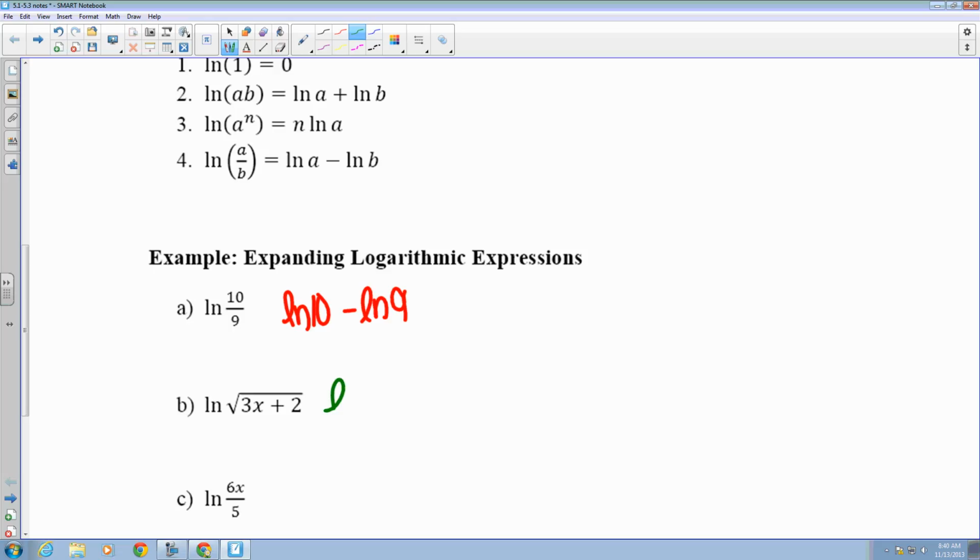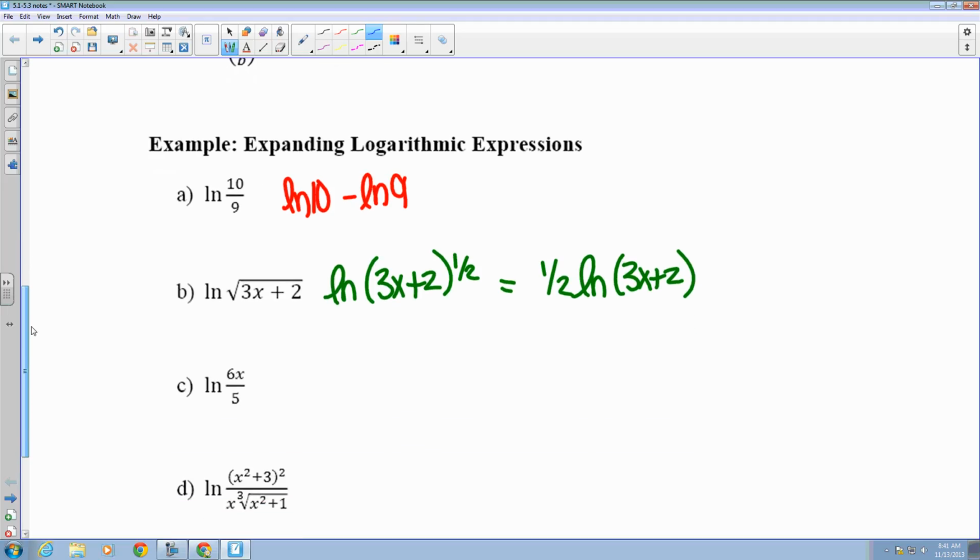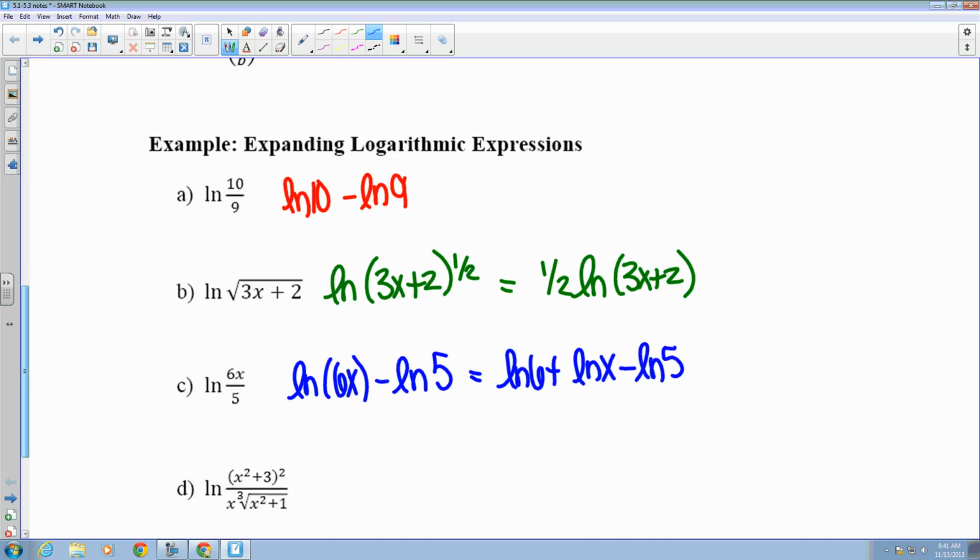On the next one, we have natural log of 3x plus 2 to the 1/2. And we can pull that 1/2 out to the front times the natural log of 3x plus 2. On C, we have the natural log of 6x minus the natural log of 5 because it was division. And then we can still simplify the 6x to natural log of 6 plus natural log of x minus natural log of 5.